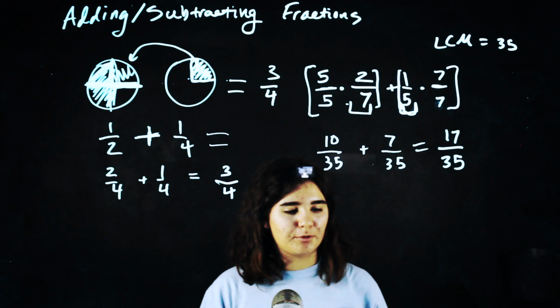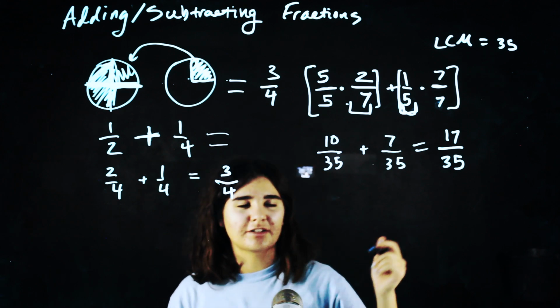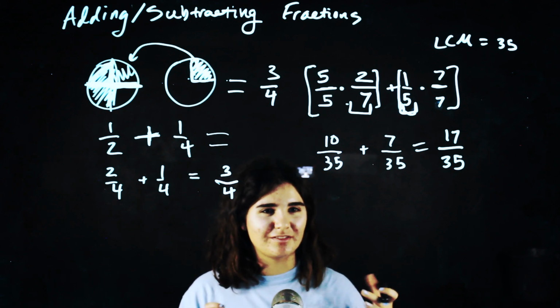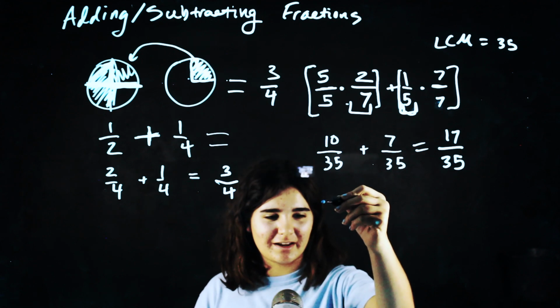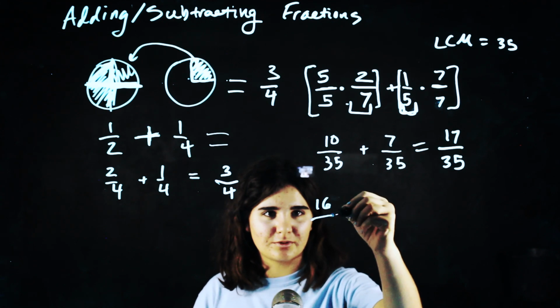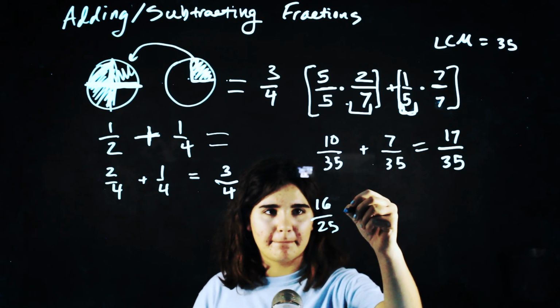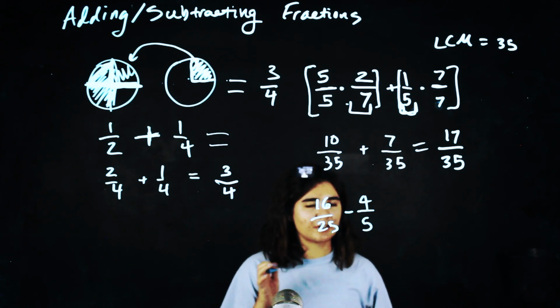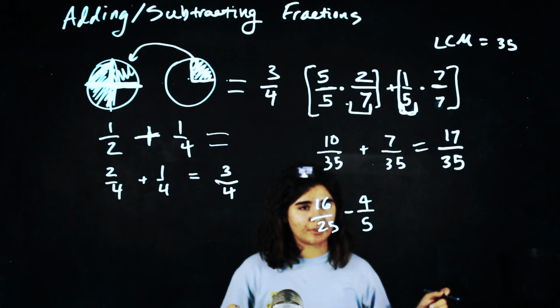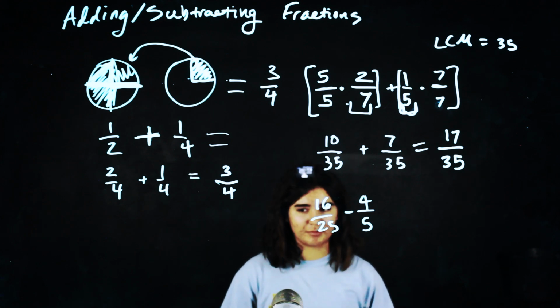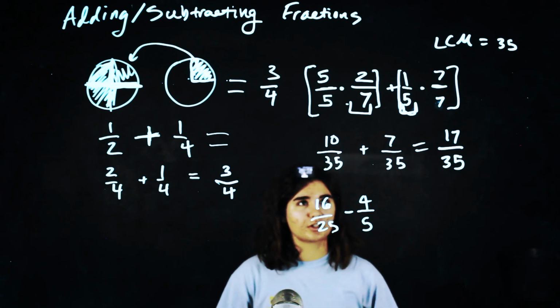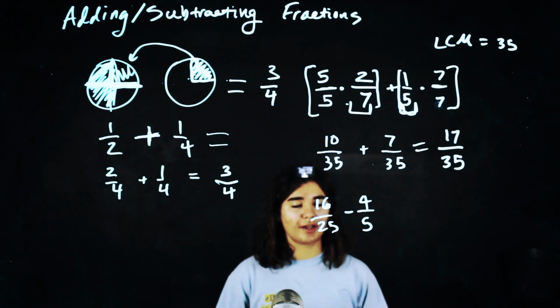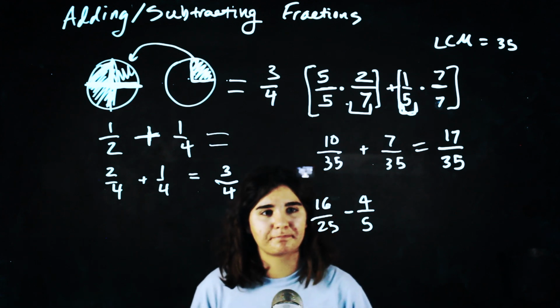Okay, one last example. Oh, actually two more examples. One last kind of easier example. We're going to have 16/25 minus 4/5. Okay, again, same concept. These denominators aren't the same, so we need to convert them to have the same denominator in order to combine the numerators, combine the tops.